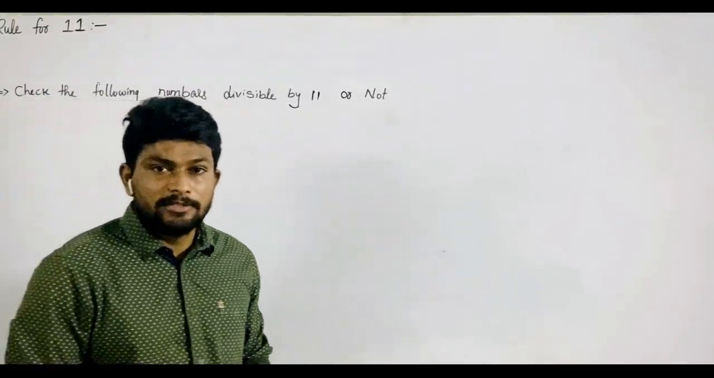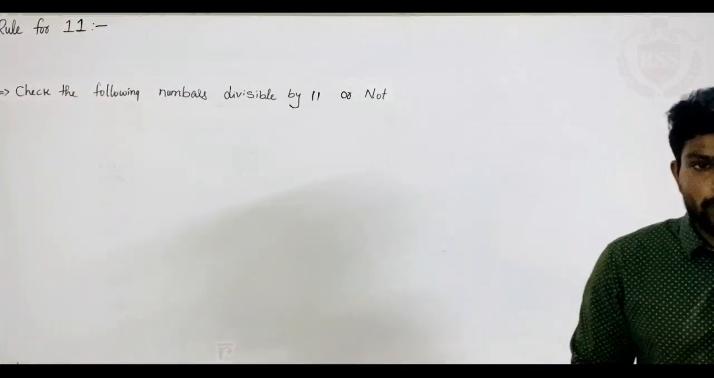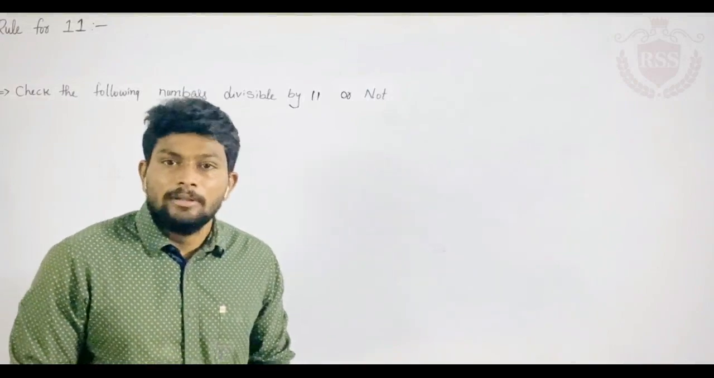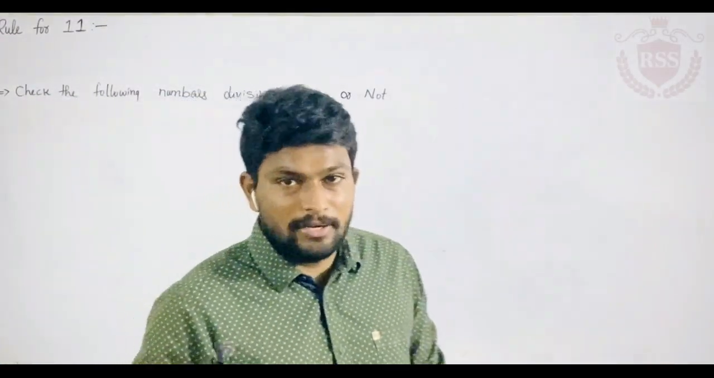Last class we discussed the divisibility rules. They are completed from 2 to 10. What is the divisibility rule of 2? To divide with 2, the given number must be an even number.